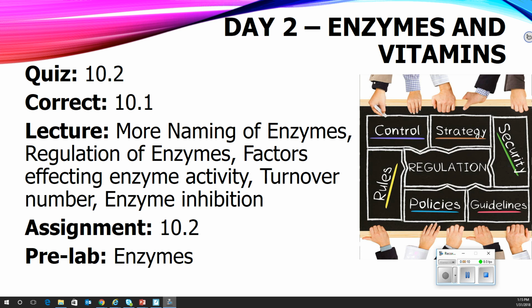Okay, so we are working on more naming of enzymes today, regulation of enzymes, factors affecting enzyme activity, turnover number, and enzyme inhibition. That's what we're going over today.